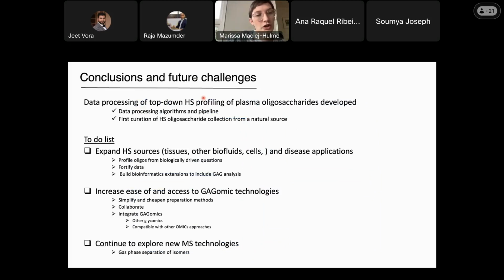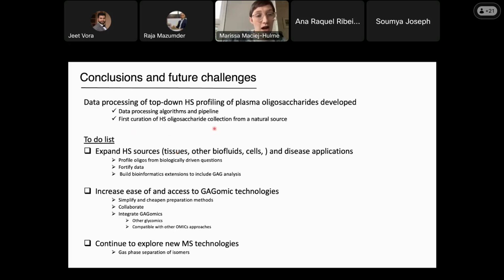So just to conclude and go back through these future challenges and open up discussion, we are at the stage where we have developed a top-down profiling method for plasma now, as well as urine oligosaccharides. And we've demonstrated that with the pilot data from the kidney disease patients, but this is now applicable across many different disease types, and would be interesting to look further to see how similar or how unique some of these HS oligosaccharides are for stratification against kidney disease versus cancer, kidney disease versus sepsis, for example.